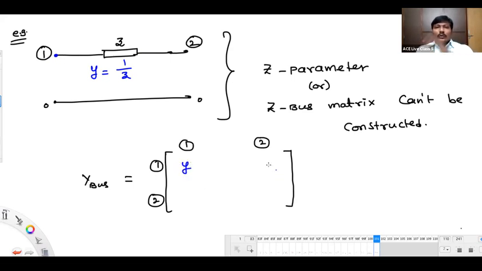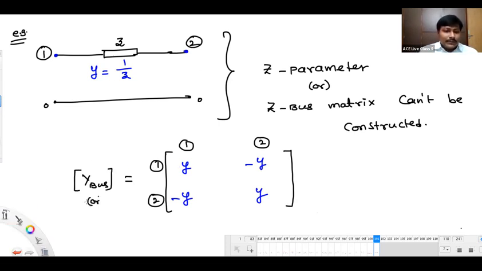What is Y12? Capital Y12 is negative of the primitive admittance between bus 1 and bus 2. It is minus Y. What is Y21? Negative of the primitive admittance connected between bus 2 and bus 1. So it is minus Y. What is Y22? Only one branch is connected, Y. So that will be the Y parameter matrix of this one: Y, minus Y, minus Y, Y. That is a Y-bus matrix or Y parameters.